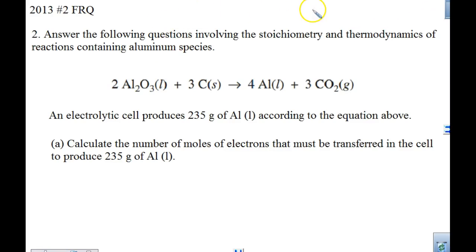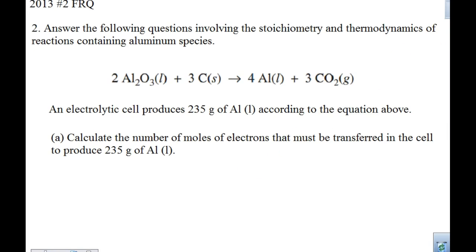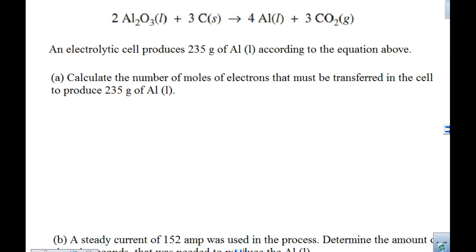Taylor. Today we are looking at a released AP test question that actually features both an electrolytic cell and a voltaic cell. So in the first part we are given a balanced chemical equation, and we are told it's an electrolytic cell and it produces 235 grams of aluminum. The very first thing they want you to do is to calculate the number of moles of electrons that must be transferred in the cell to produce 235 grams of aluminum liquid.